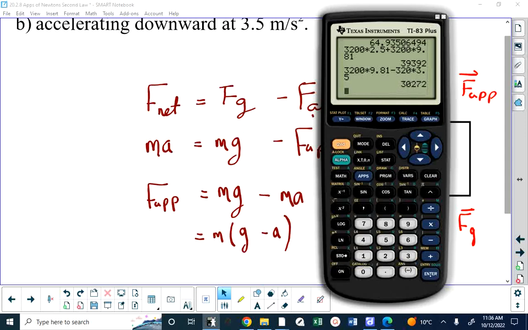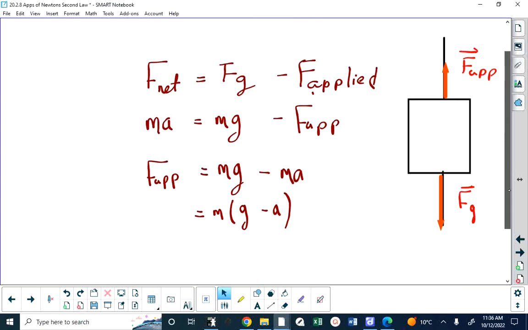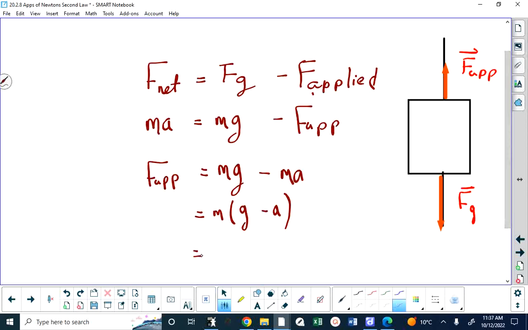30,272 is what I get. No. Missed the zero there. 21,152. Three strikes and I'm out. I can stay, I think. 20,192. So the tension in the cable here would be 20,192 newtons.